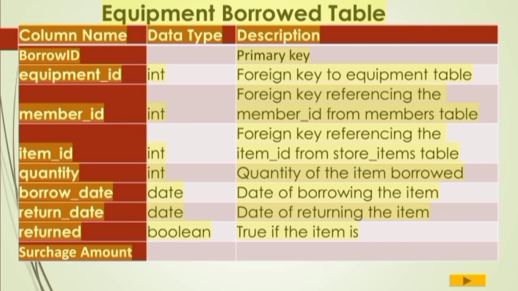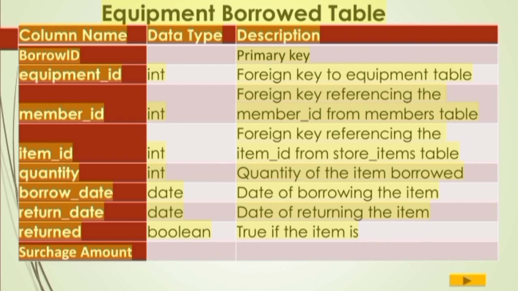Equipment borrowed table. Column name, data type, description. borrow ID, primary key. equipment_id, int, foreign key to equipment table. member_id, int, foreign key referencing the member_id from members table. item_id, int, foreign key referencing the item_id from store_items table. quantity, int, quantity of the item borrowed. borrow_date, date, date of borrowing the item. return_date, date, date of returning the item. returned, boolean, true if the item is returned.